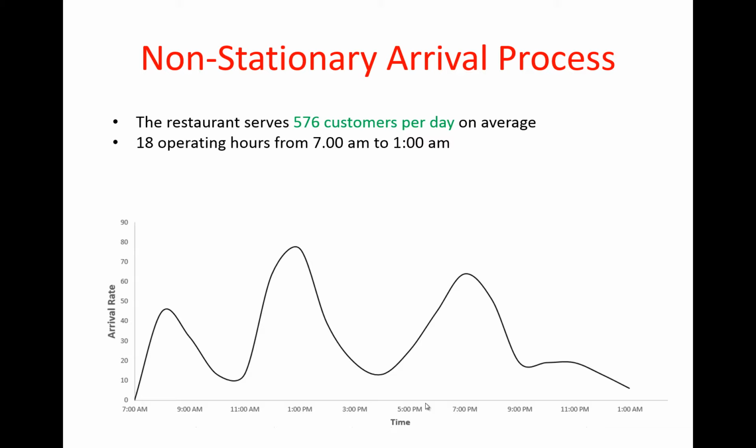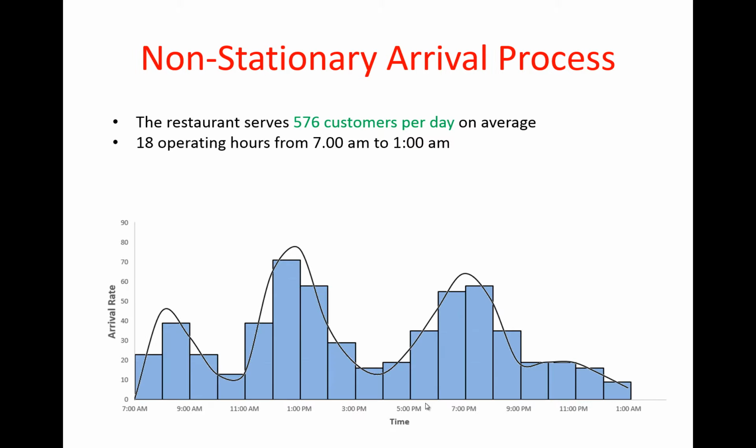So, without getting into the theoretical details of how we model non-stationary arrival processes and how we identify non-stationarity in our arrival process, suffice to say that what we typically do in simulation is approximate our continuous function with a step function that we can actually implement in our simulation model. So as you can see, we approximate our arrival rate using this step function that I have plotted here.